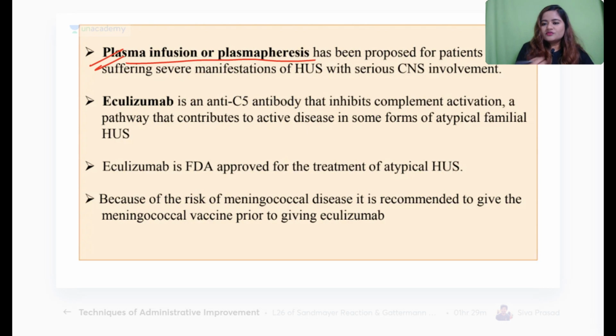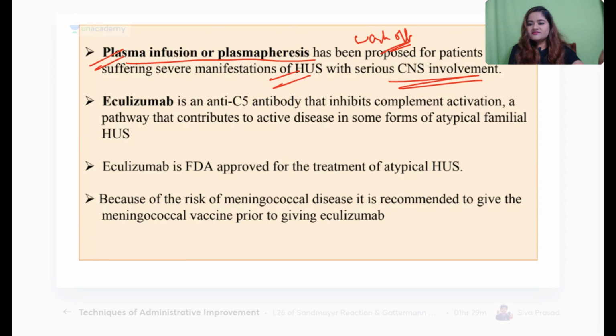Now this has been proposed for those patients who undergo severe manifestations of HUS. So जो भी toxin mediated injury है, जो भी antigen antibody complexes बन रहे हैं, उनको wash off करने के लिए we can do a plasmapheresis if a patient has got severe manifestation of HUS or there is serious CNS involvement. Now we have one very important drug, that is your anti-C5 antibody, that is eculizumab.